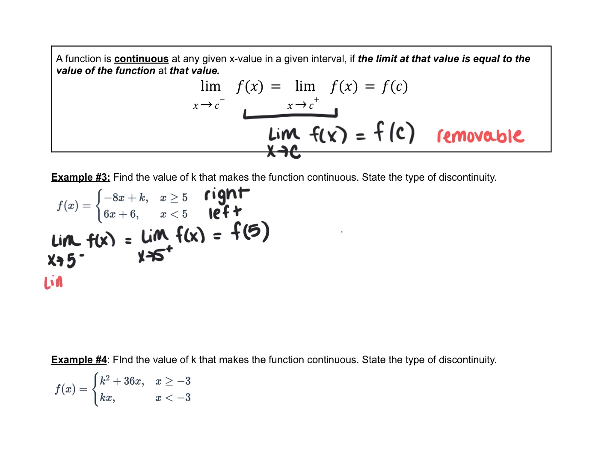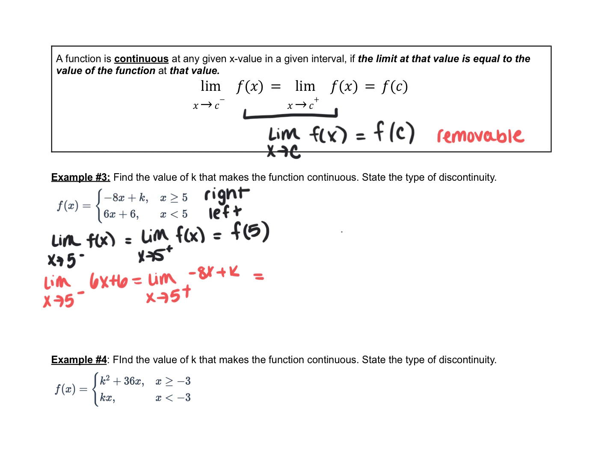We're going to take the limit as x approaches 5 from the left of this function, so we could write 6x plus 6. And then the limit as x approaches 5 from the right of the right side function, which is this one, so -8x plus k, equals f of 5. So now f of 5, we're looking for the function value, so we have to look for where the line is, so it's going to be in this one.